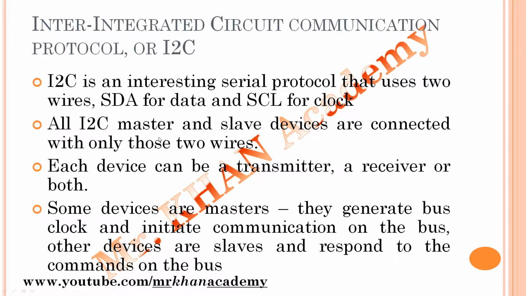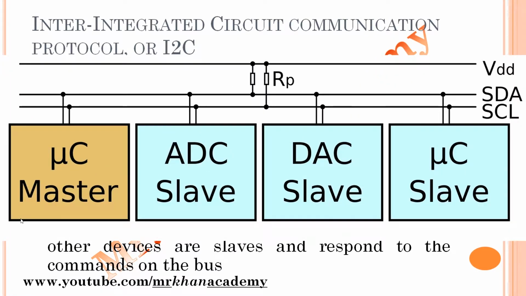All I2C masters and slave devices are connected with only those 2 wires. What does it exactly mean? We will see in the picture. For example, assume this is Arduino and these are the various sensors or controls we can say. Here we can attach up to 112 slaves.